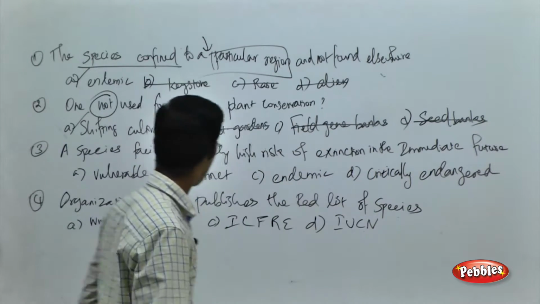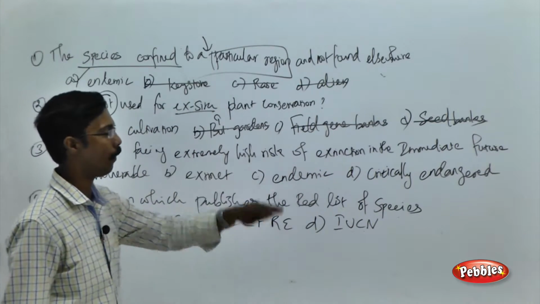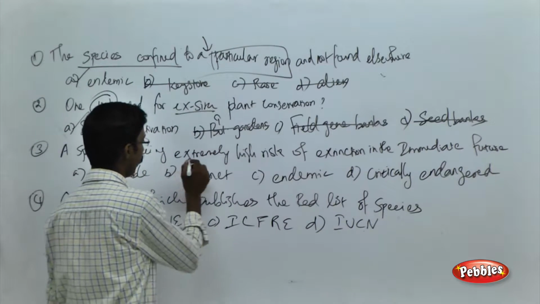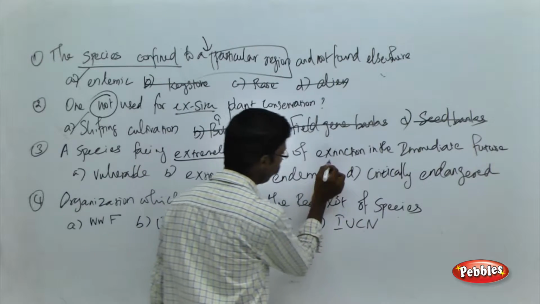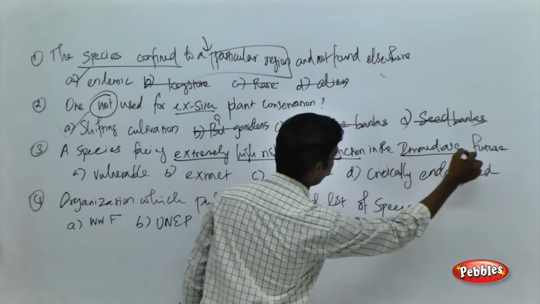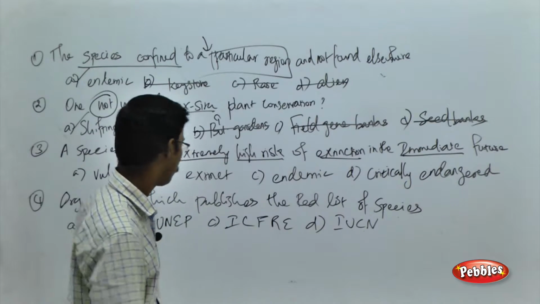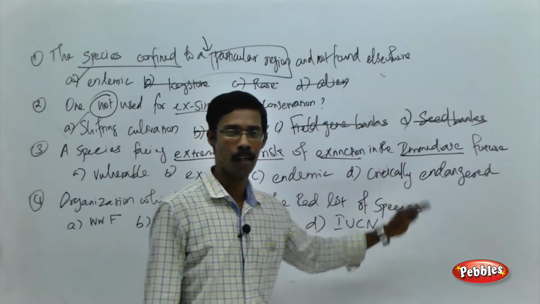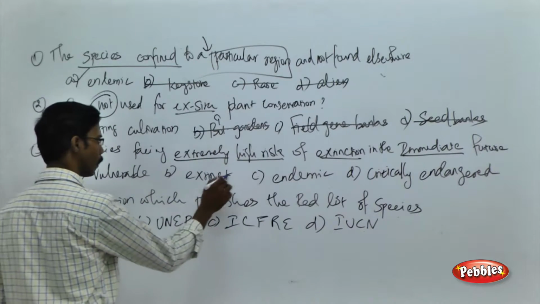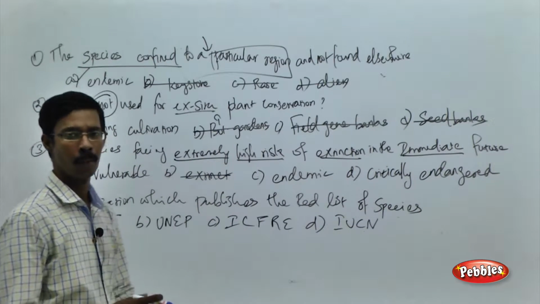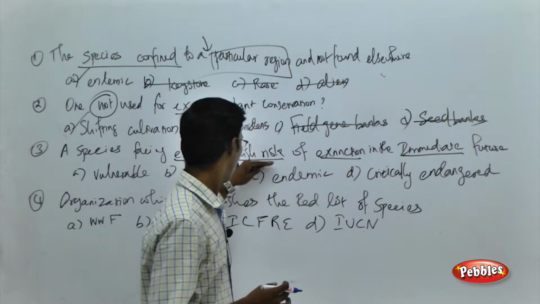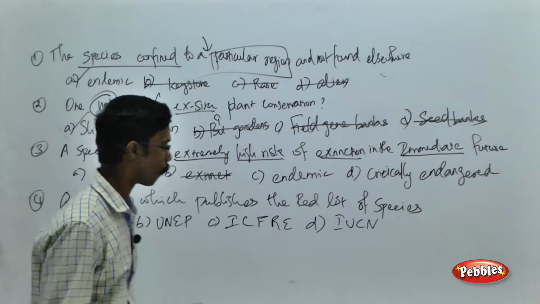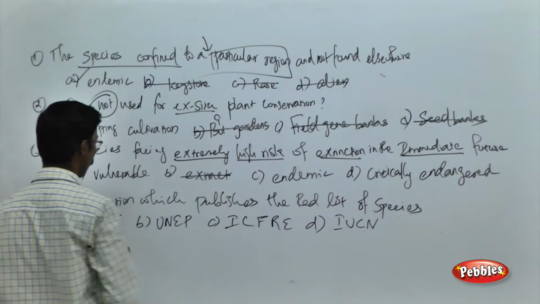A species facing extremely high risk of extinction in the immediate future. The clue for you over here is extremely high risk of extinction in the immediate future. See the choices: vulnerable, extinct, endemic, critically endangered. You can easily eliminate the choice extinct because they are still alive, they are still present, but they are facing high risk of extinction in the immediate future. So you can easily eliminate the choice extinct.